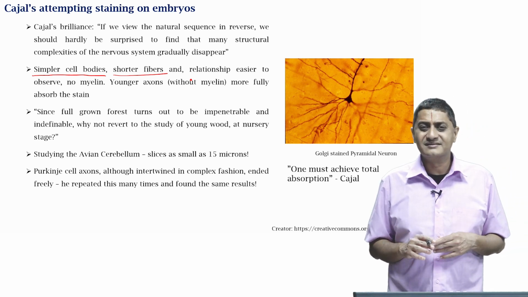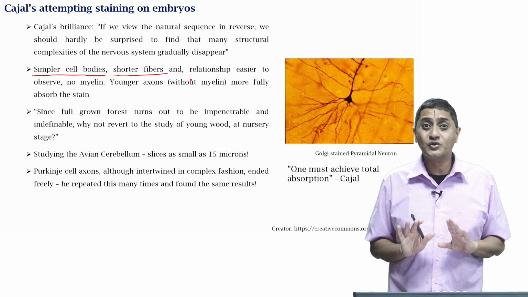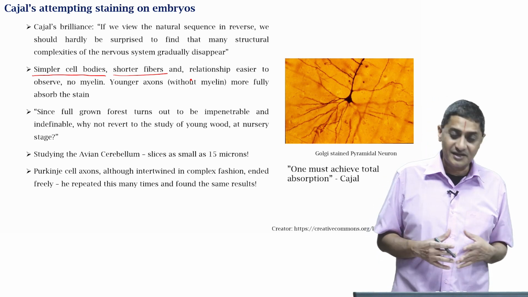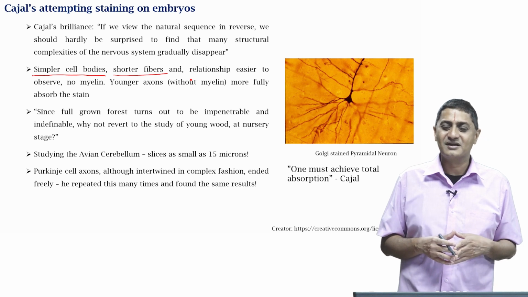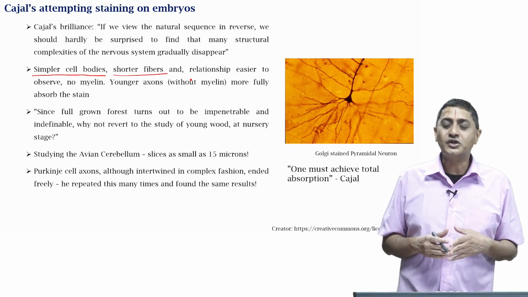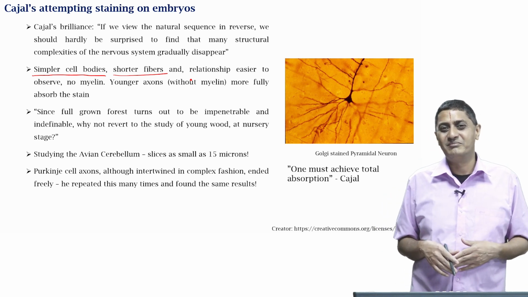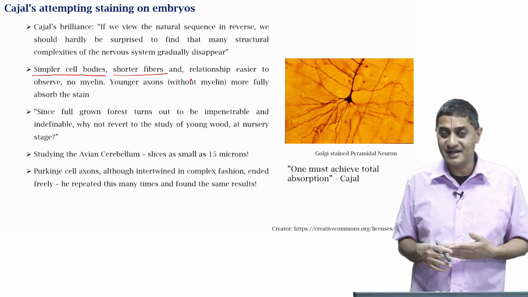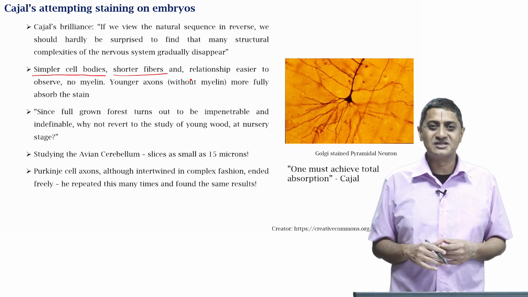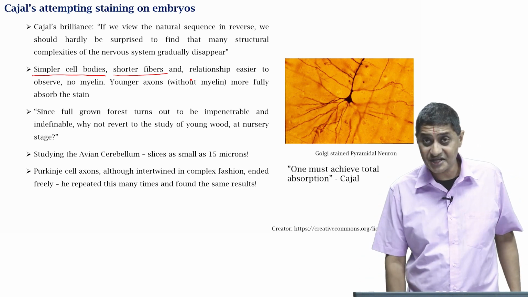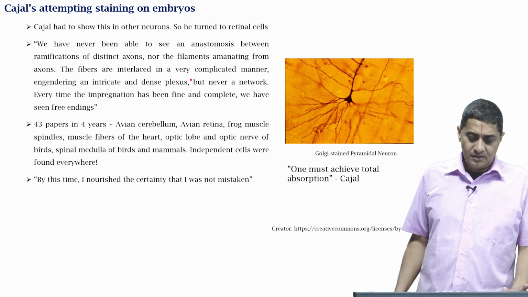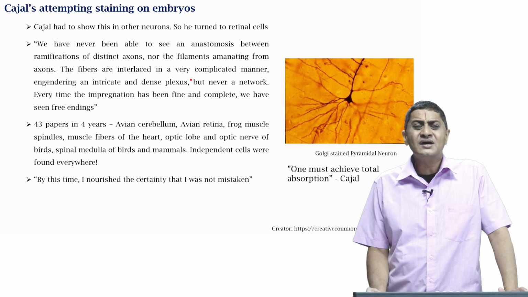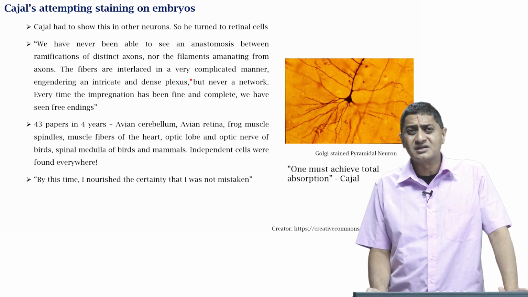Remember, Cajal said that one must achieve total absorption. You can take it as a total absorption of the stain or total absorption in your studies. That is another way in which you can take it, but this is what he said: one must achieve total absorption. He actually had total absorption in his studies, but Cajal also had to show this in other neurons, not just in the cerebellum.